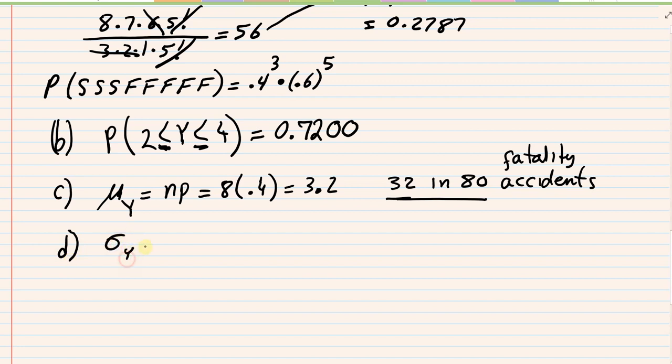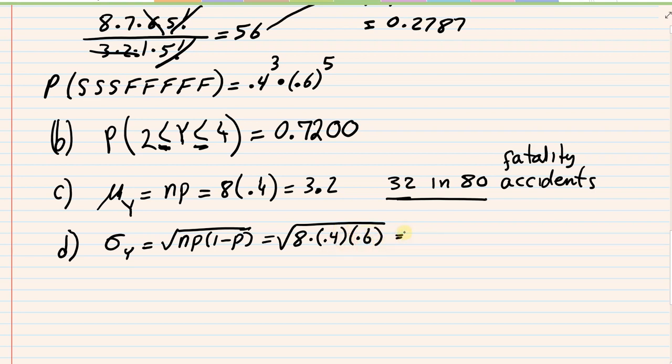The standard deviation of random variable y is going to be the square root of np(1 minus p). In this case, n is 8, p is 0.4, and 1 minus that is 0.6. Now we can use our calculators. We want to find the square root of 0.6, and I found it to be 1.39, or 1.4 rounded. So in 8 accidents, I would expect about 3, give or take 1. That's how I interpret that.